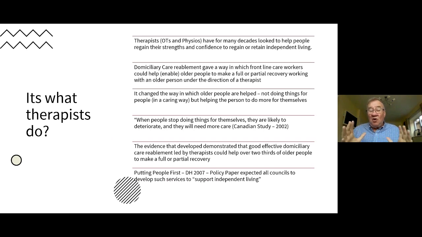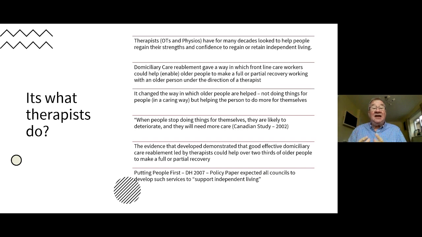As we have learned more and more, we see there is a massive overlap between what therapists do and what domiciliary care reablement is doing. In fact, well before anybody discovered domiciliary care reablement, therapists had been for decades trying to help people regain strength and confidence to regain or retain independent living beyond events in their lives, or just as life catches up with people and they begin to deteriorate. There are opportunities to help people to rebuild. And what domiciliary care reablement did was give a way in which frontline care workers could participate in helping people with those programmes and begin to help older people to make a full or partial recovery.